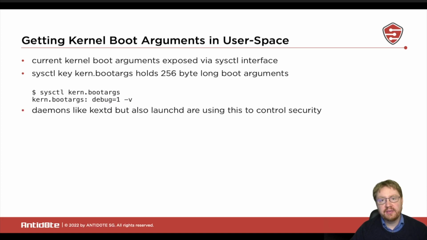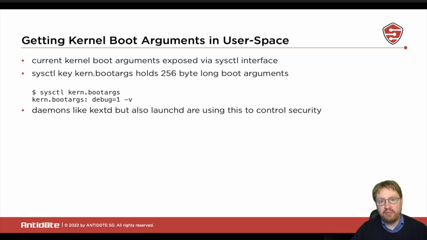So that was the kernel level. In user space, tools also retrieve the kernel boot arguments, and what they usually do is they ask the sysctl interface directly with something like sysctl by name for the kern.bootargs sysctl entry. You can also do this on the command line with sysctl kern.bootargs, and it will then spit out the current kernel boot arguments as a sysctl string. Here you can see that debug equals 1 and verbose mode is activated.